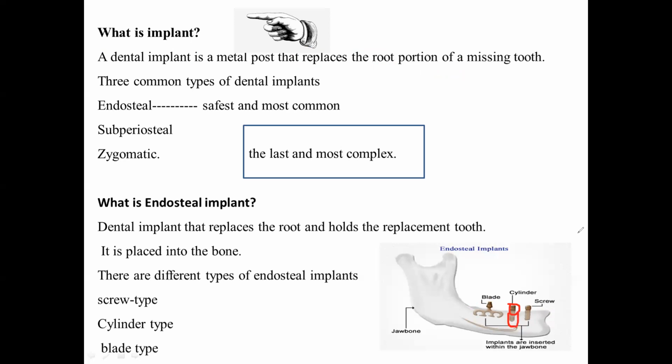And this implant will help me in supporting the prosthesis which I am going to give to this patient, like these teeth. They'll be supported. So that is called fixed prosthesis, and that will be only attached by means of these screws. These are called as implant. There are three types of implants. Most commonly used is endosteal type of implant.